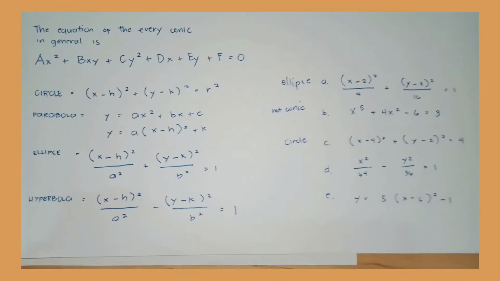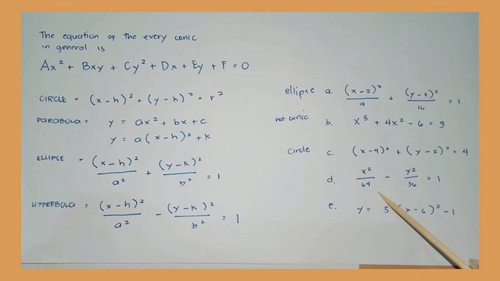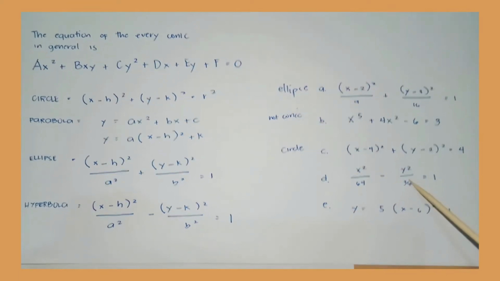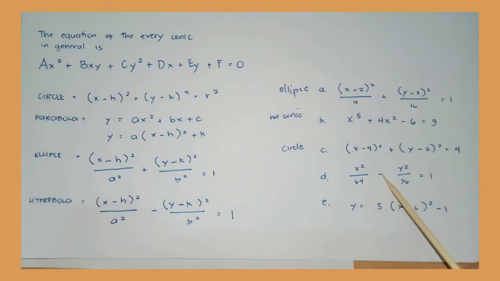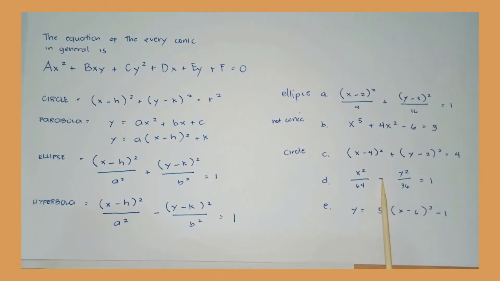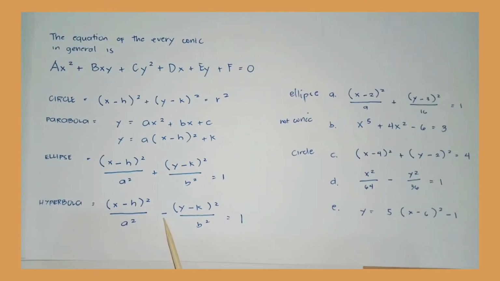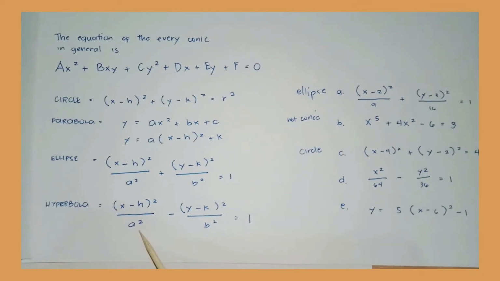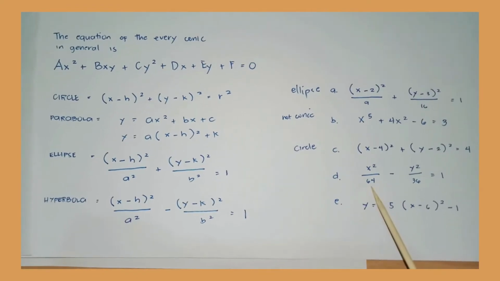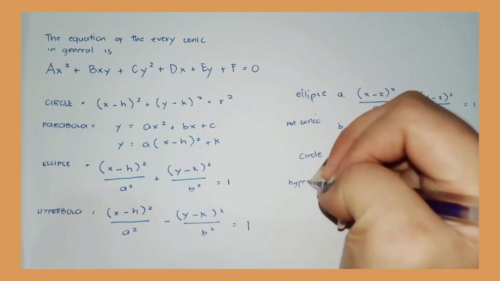Letter D, x squared over 64 minus y squared over 36 equals 1. Kung mapapansin nyo, yung ating given is negative. Alin ba dito yung merong negative sign? That is hyperbola. And pareho silang merong fraction. So, letter D is under hyperbola.